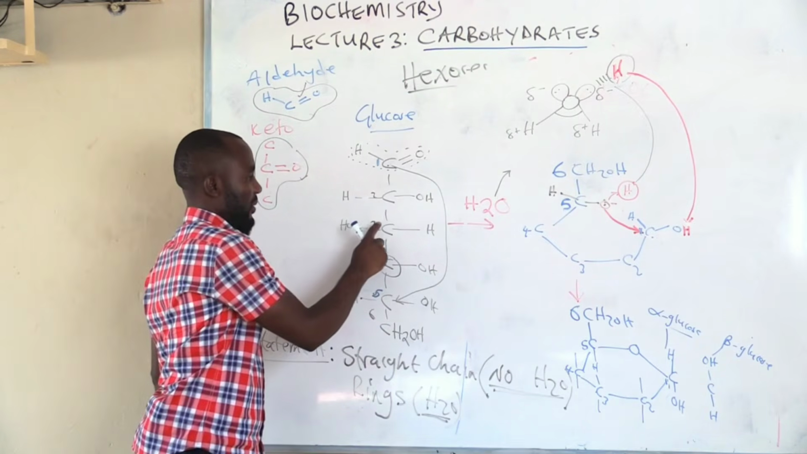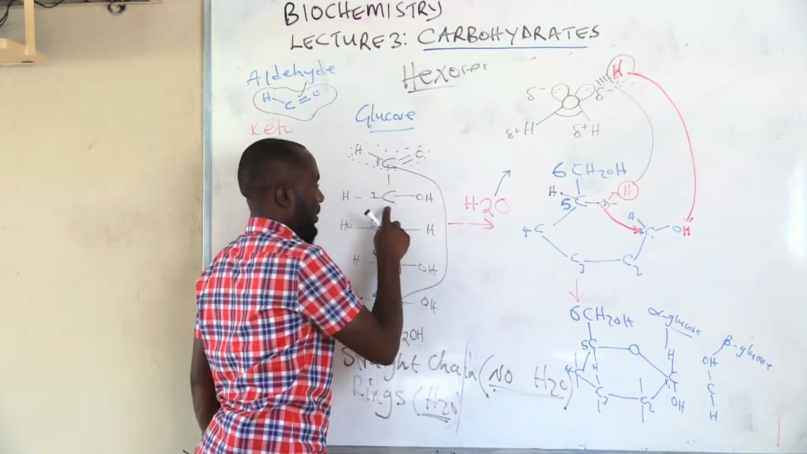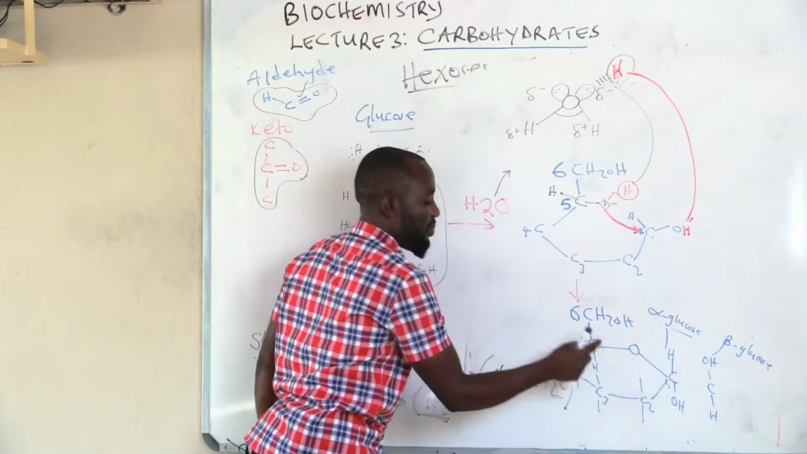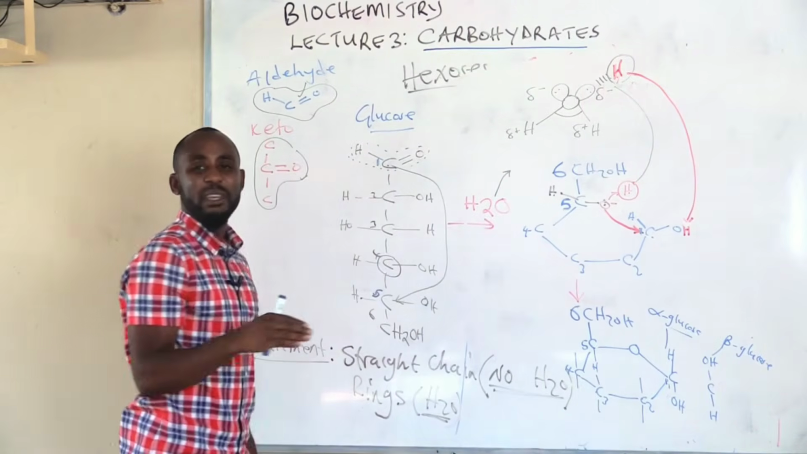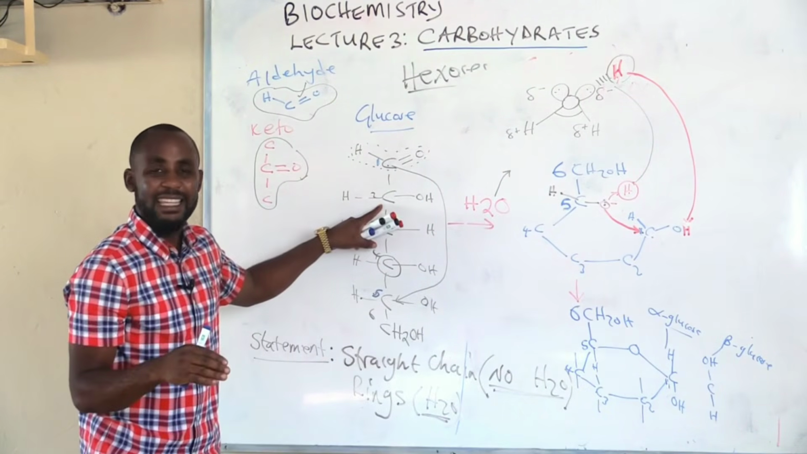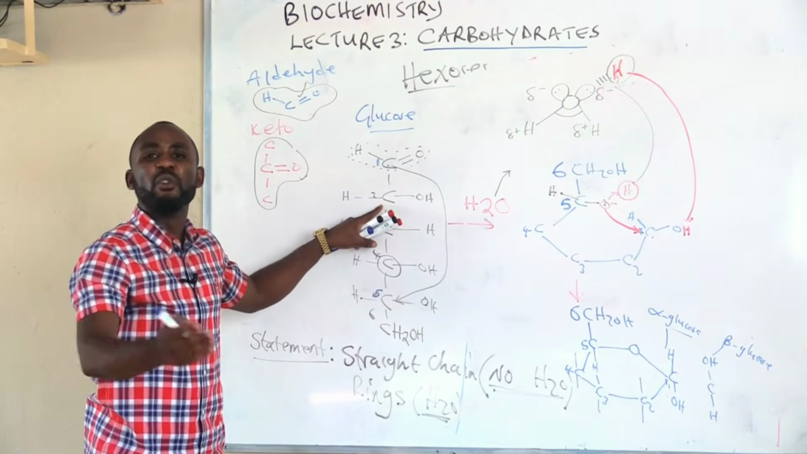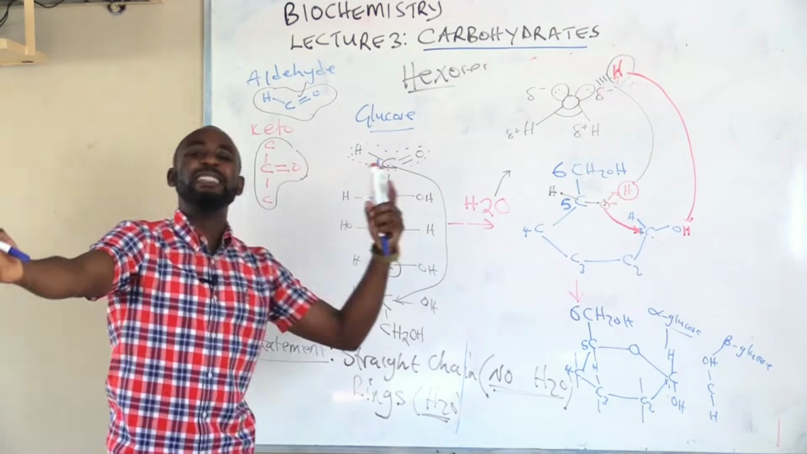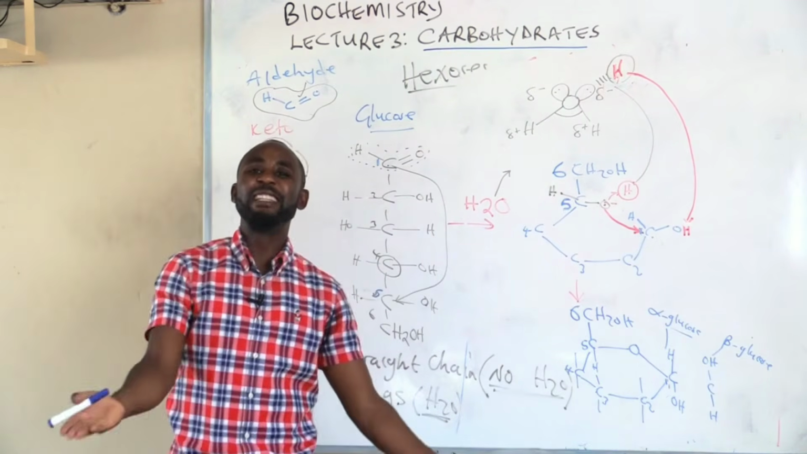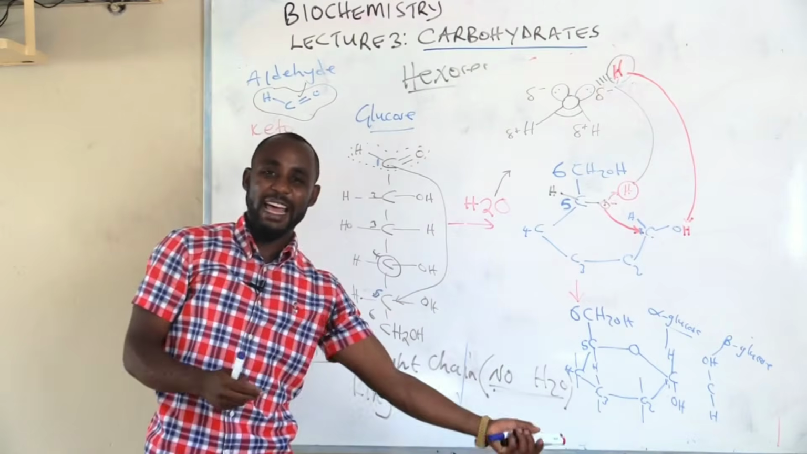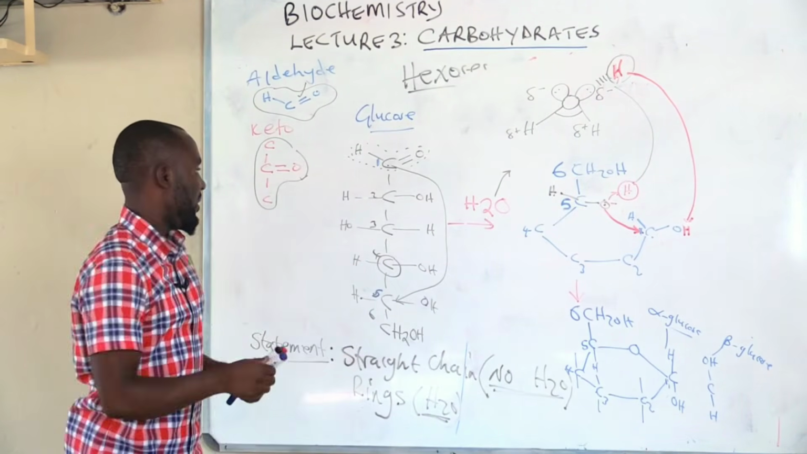For example, on number 2, this one, where are we supposed to put OH? Is it up or down? The clue I'll give you is, if you see in a straight chain, OH is located on your right side, put it down in the ring form. If it's on your left, put it up the other way. So right, down, left, up.